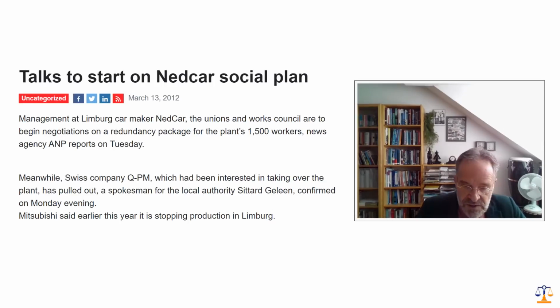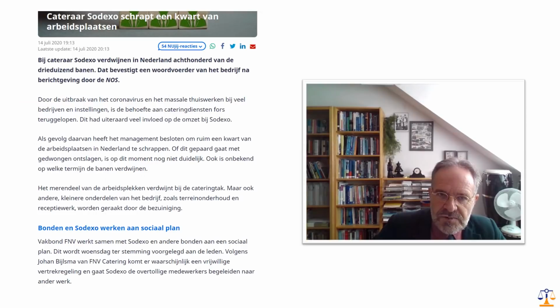Here you see how it happened in the past. A company in the south wanted to reduce 1,500 workers. A social plan was created and the social plan was accepted, and the termination could take place. Here it is in Dutch, but it is about a social plan and negotiations of a company with the trade unions.